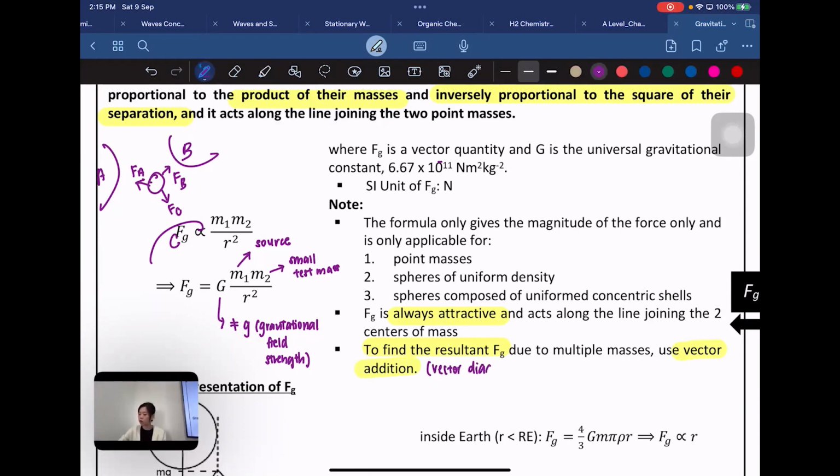So of all the forces that I have here, I'm going to draw a parallelogram or a triangle law to determine the resultant force. You understand? Okay, so as long as it's a force, remember, draw vector diagrams to determine the resultant. Clear? Okay, so that's the introduction to what Newton's law of gravitation is.